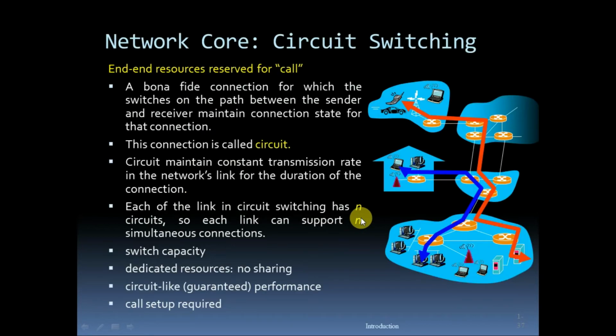So, circuit switching. End-to-end resources are reserved for the call. A bona fide connection for which the switches on the path between the sender and receiver maintain connection state for that connection. This connection is called a circuit. Circuits maintain a constant transmission rate in the network links for the duration of the connection. Each link in circuit switching has n circuits, so each link can support n simultaneous connections. Switch capacity and dedicated resources, no sharing. These are dedicated resources for their connection.